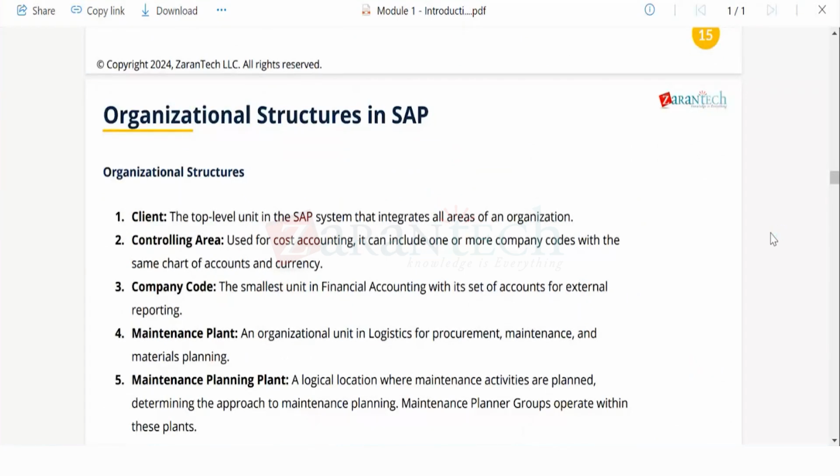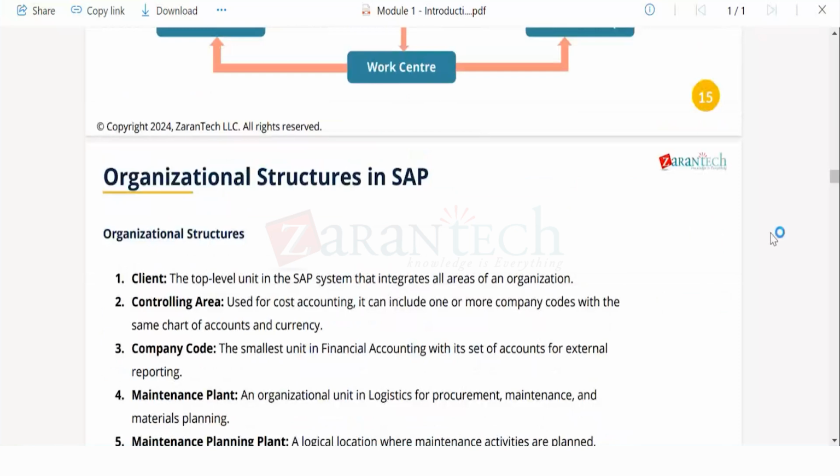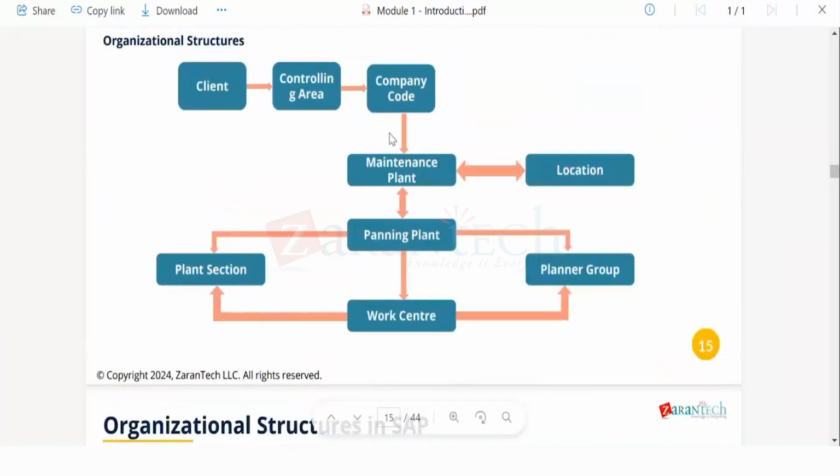Sorry, Rahul, maybe I missed it. Who would be the client? The client is the top level of the unit, the highest level in the hierarchy. The client will always be one. Once there is one client, there could be different controlling areas governed for that client. Just like Maruti is a client, there could be a number of controlling areas for that client. And those are covering different company codes as well.